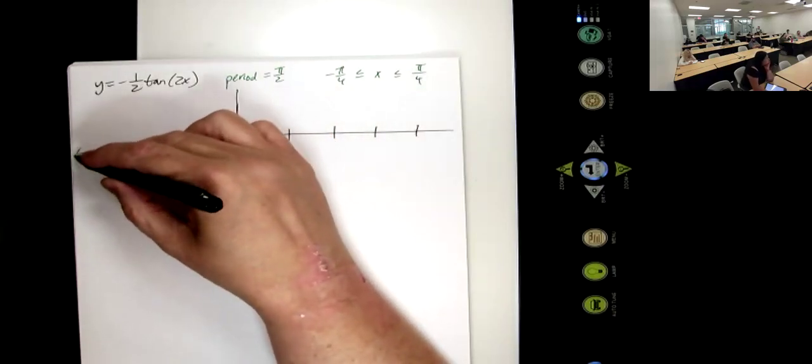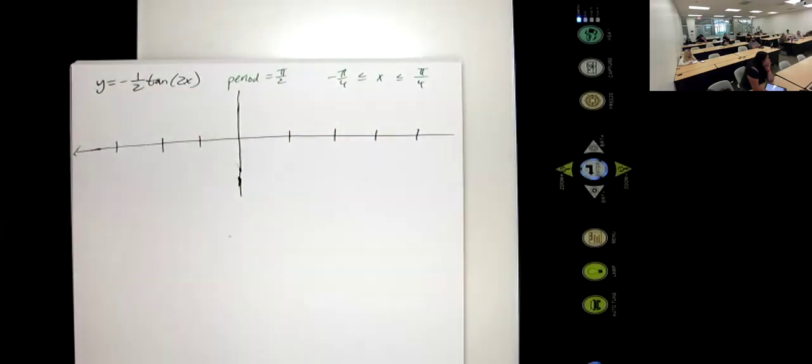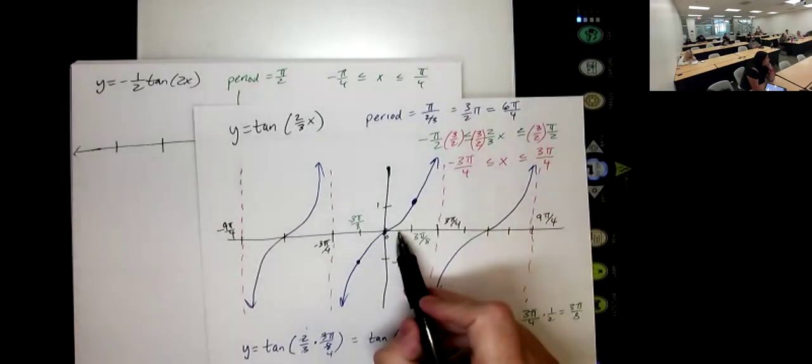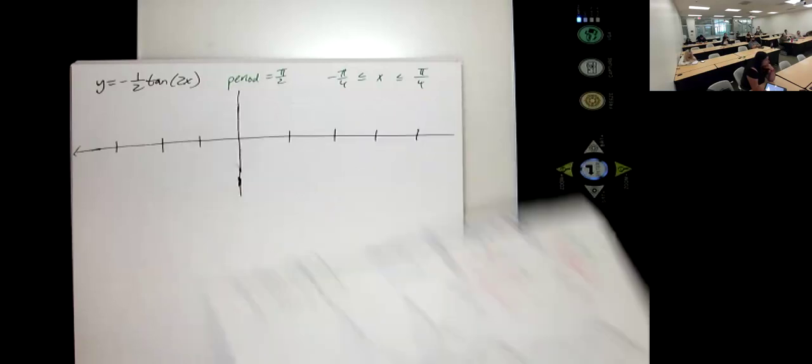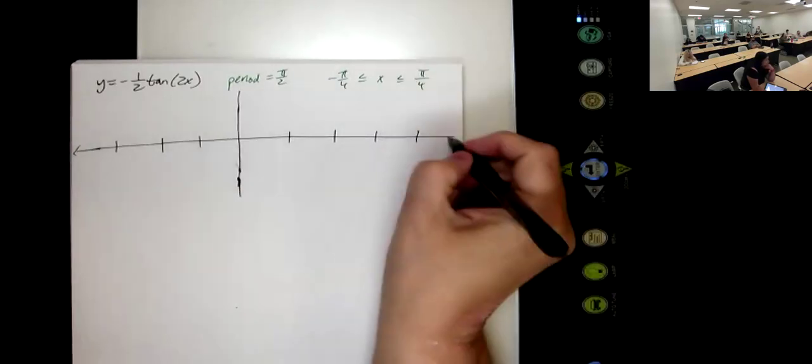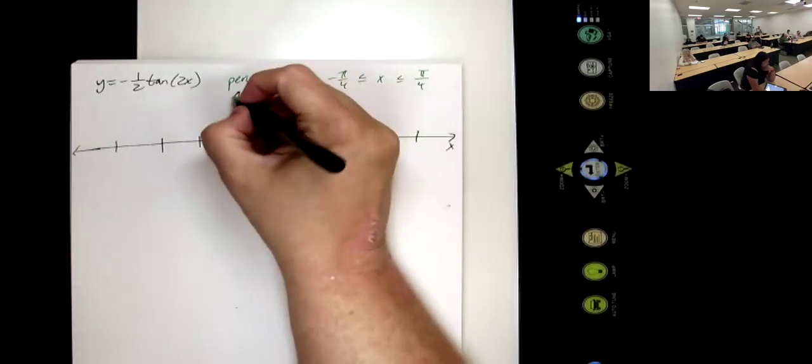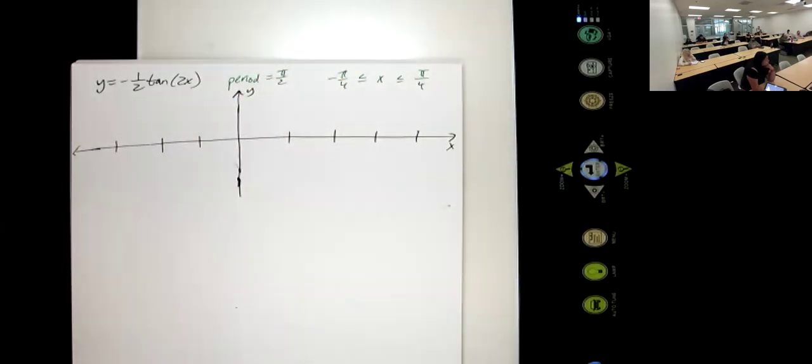You'll notice I never keep the spacing the same from page to page on the graph, because if I try to do this in pi over 4 on the same scale that we had pi over 4 on the last page, pi over 4 would be right here, and trying to do all of tangent in there is just ridiculous.